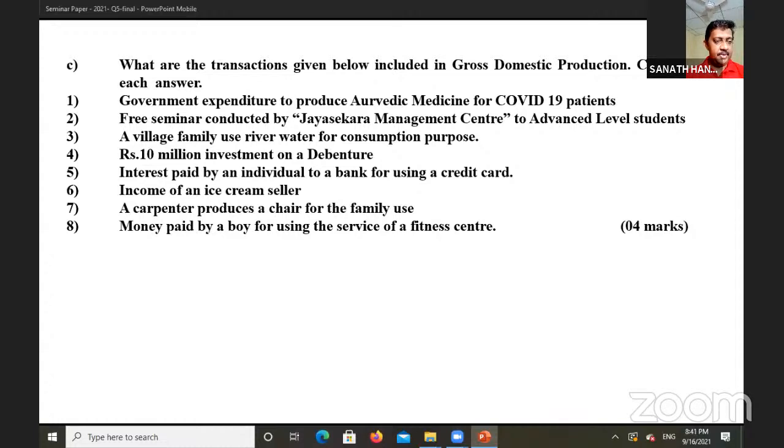Next. A carpenter produces a chair for family use. Yes or no? Yes, no, yes, no. There's 50-50 there as well.